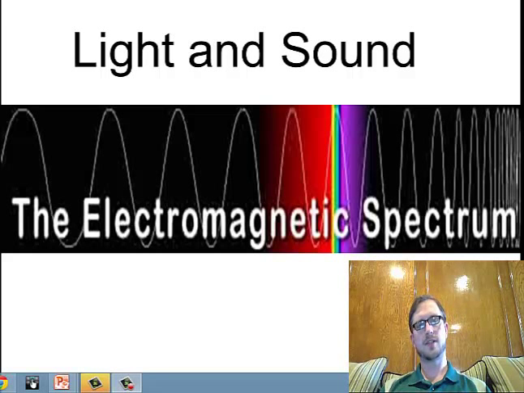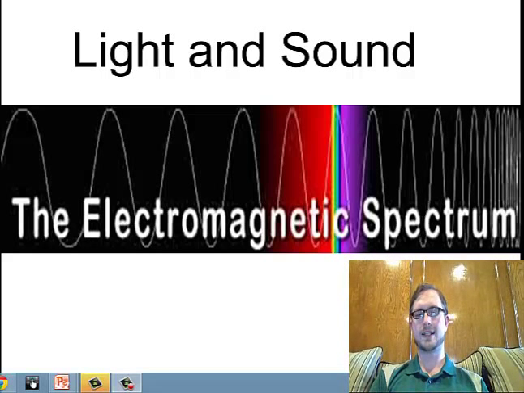Okay, so we're talking about more types of waves here. We're looking at light waves and sound waves. First, we're going to start talking about light waves in terms of what we experience. We're starting with what's called the electromagnetic spectrum.